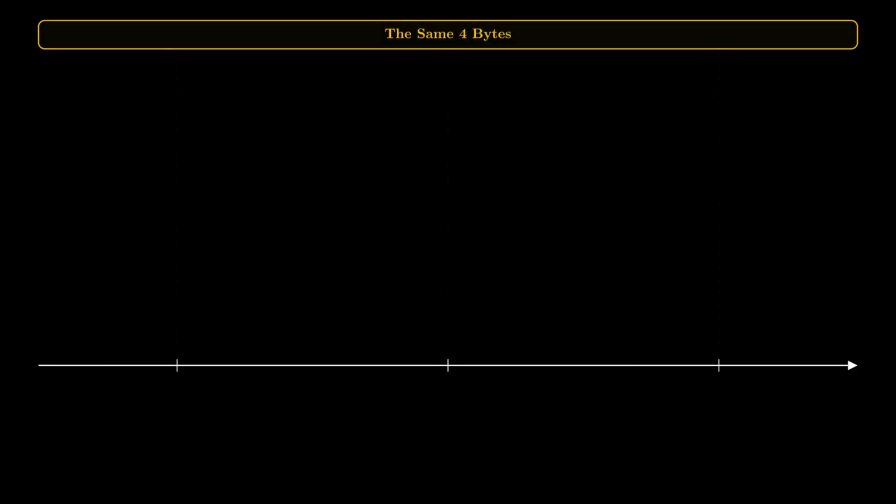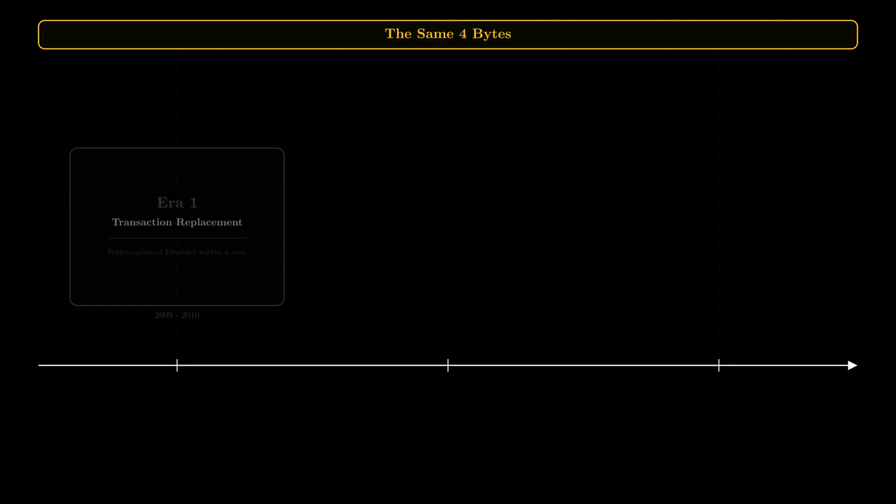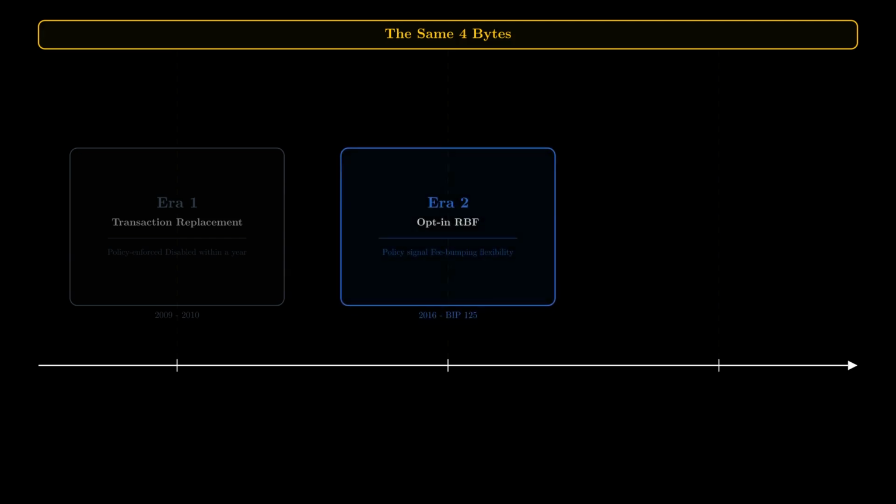Step back and look at what happened. The sequence field's three lives illustrate constrained evolution, perhaps Bitcoin's core design philosophy. The protocol can't easily add new transaction fields, so existing fields get reinterpreted. Era 1, around 2009, Satoshi's transaction replacement. It was policy enforced, vulnerable to abuse, and disabled within a year. Era 2, 2016: opt-in replace-by-fee via BIP 125, a policy signal giving senders fee bumping flexibility.